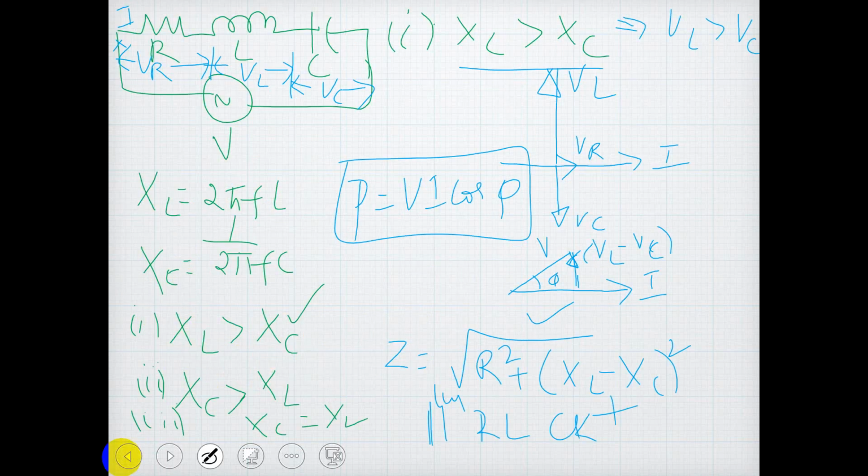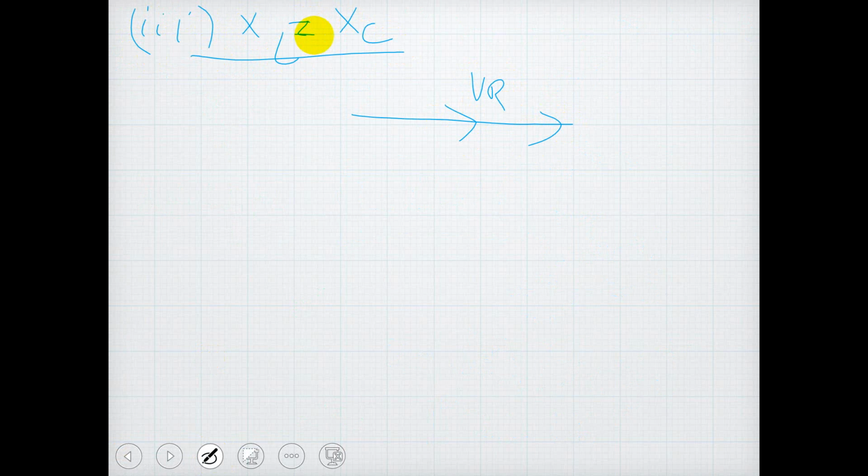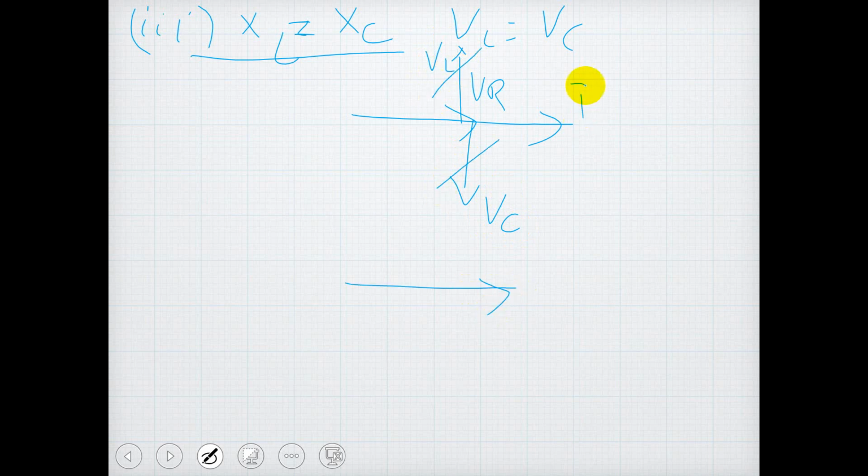Now let us take the case when XL is equal to XC. So the third case we have XL is equal to XC. If you take this case, let me write the phasor diagram. This is your VR. In this case, VL is equal to VC. So both the phasors, this is VC and this is VL, this is VR. So this gets cancelled. So it is very similar to a pure R circuit.